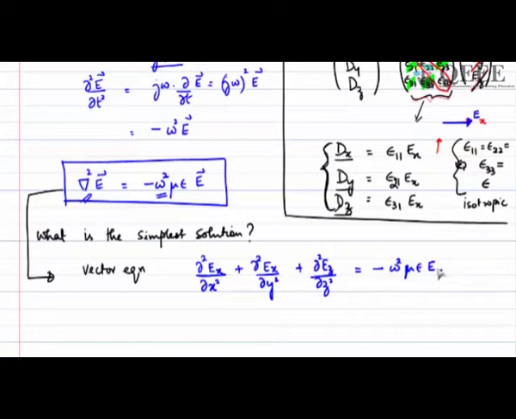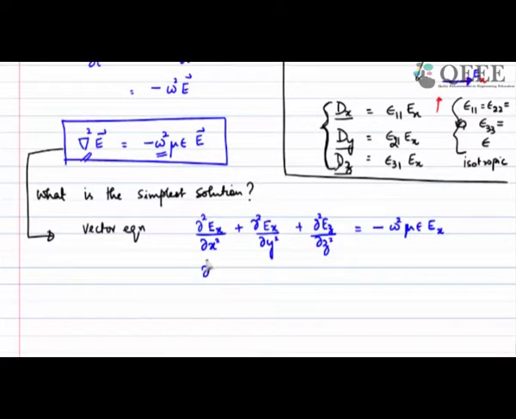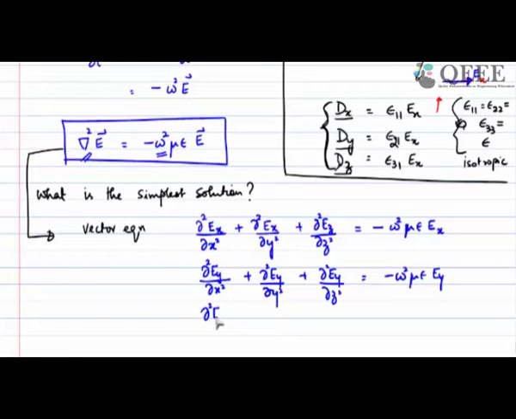I have written the x component of this equation. This is the vector equation. What are the components of the vector equation? This is the x component. Similarly, I have the y component, del square Ey by del x square plus del square Ey by del y square plus del square Ey by del z square equal to minus omega square mu epsilon Ey, and del square Ez by del x square plus del square Ez by del y square plus del square Ez by del z square equal to minus omega square mu epsilon Ez.